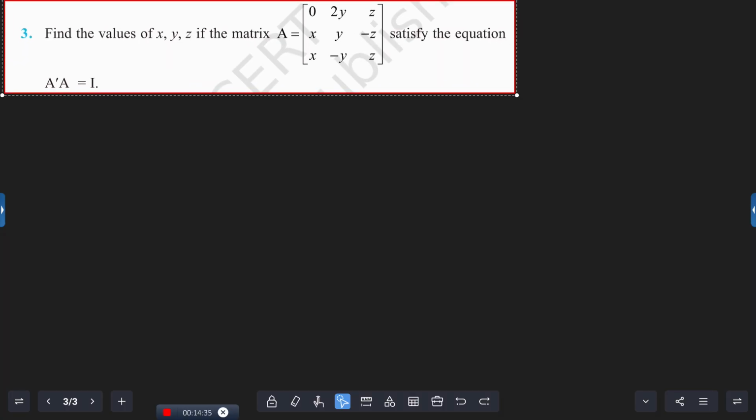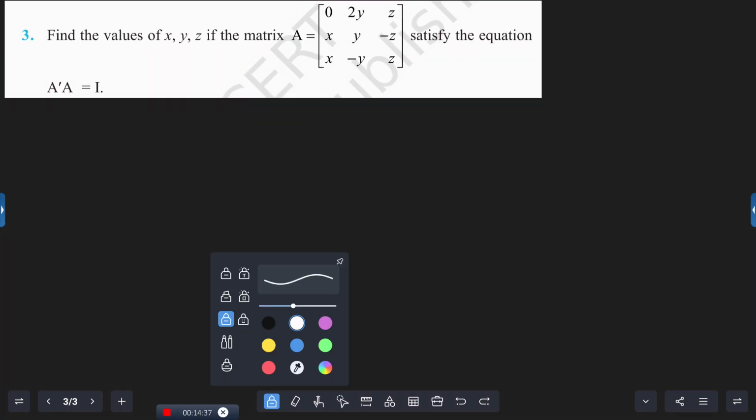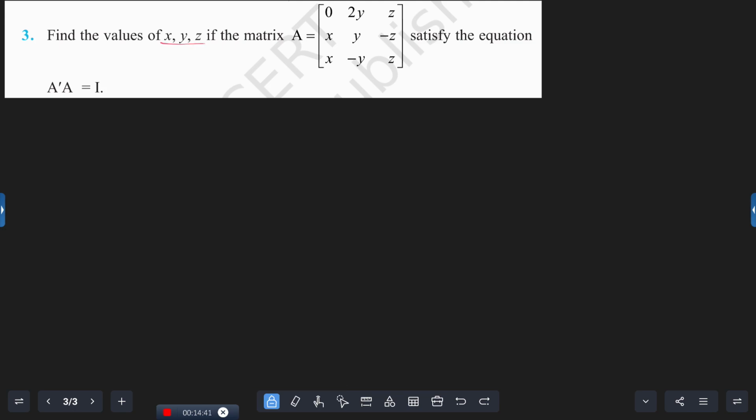So the third one, what they are giving, just see, pa. Listen. Find the values of x, y, z. They are asking to find x, y, z. Where are x, y, z in the matrix? X, Y, Z are some of the elements in the matrix, and it satisfies the equation. When A dash A equal to I is satisfied, you find the values of X, Y, Z. That is the question.